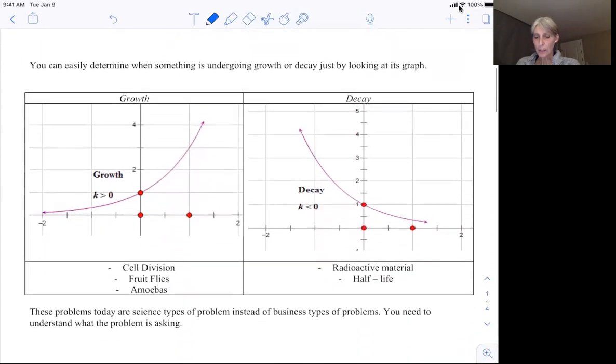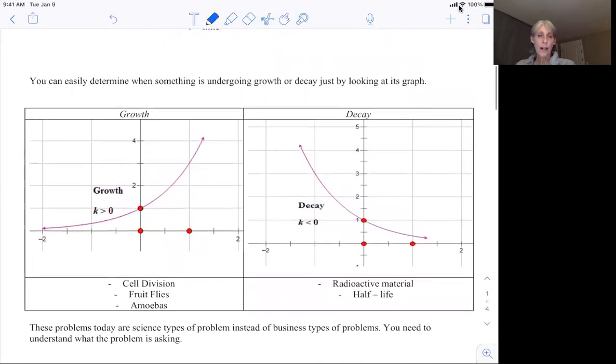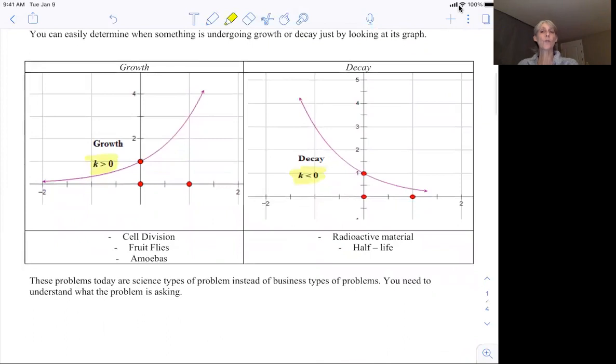We can easily determine when something is undergoing growth or decay just by looking at its graph. If we see something going up, that's growth, which means our K value is greater than 0. When we have decay, our K value is less than 0. Examples of growth in science problems, which is what we're dealing with today, are cell division, fruit flies, amoebas, things of that nature. Our decay problems today will involve radioactive material and half-life.